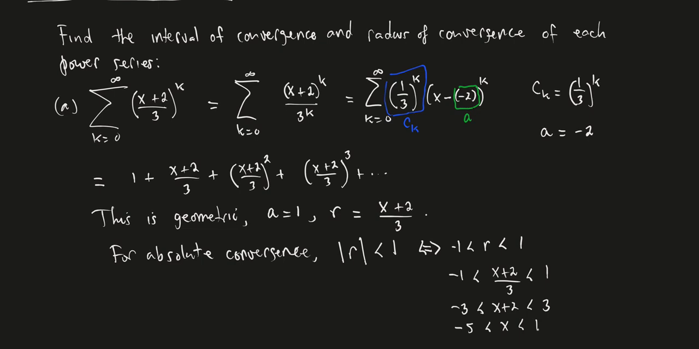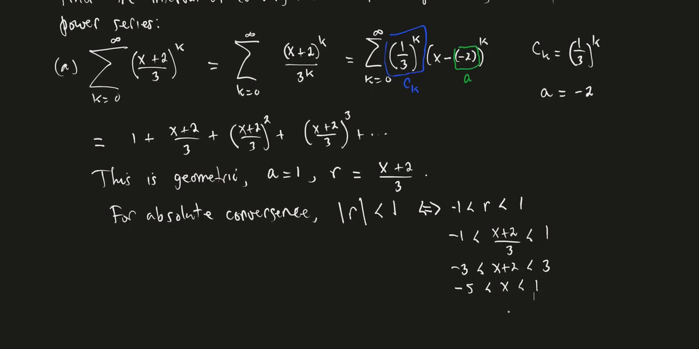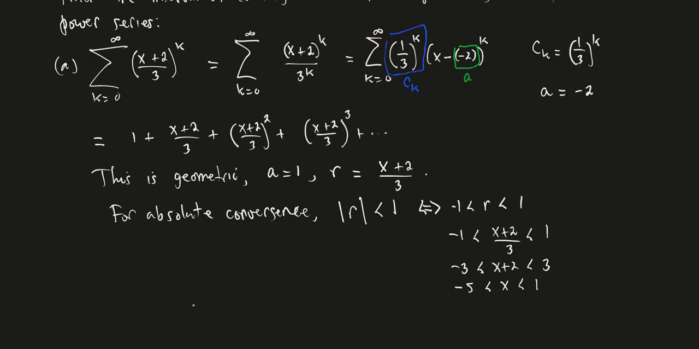So this tells me that this power series, even though it's not written in the standard form, but we can put it in the standard form, converges absolutely whenever x is strictly between negative 5 and 1. And we can actually sketch this interval. Here's how we would sketch the interval.